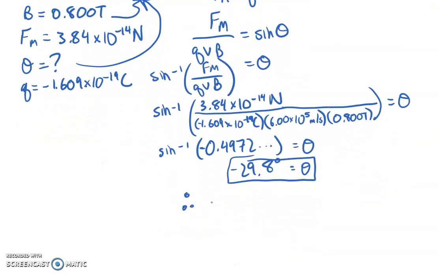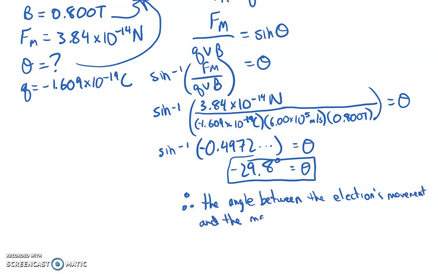Therefore, the angle between the electron's movement and the magnetic field is 29.8 degrees.